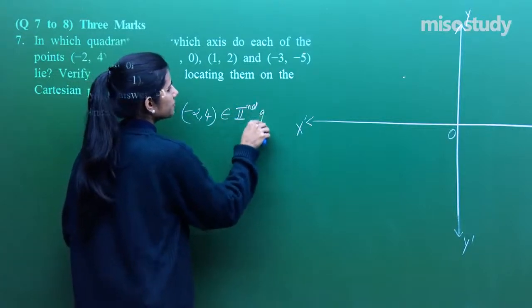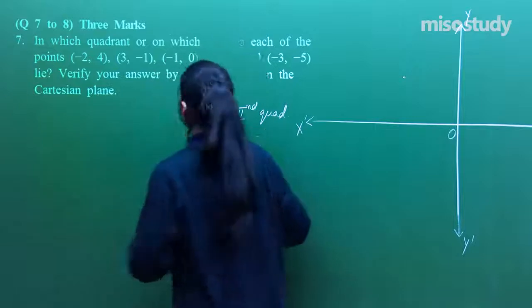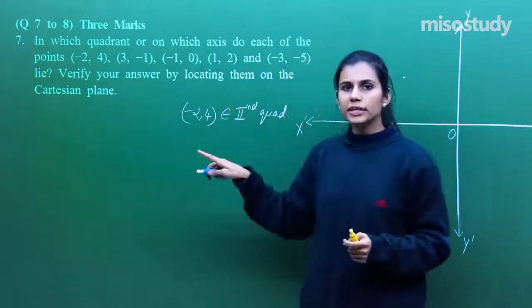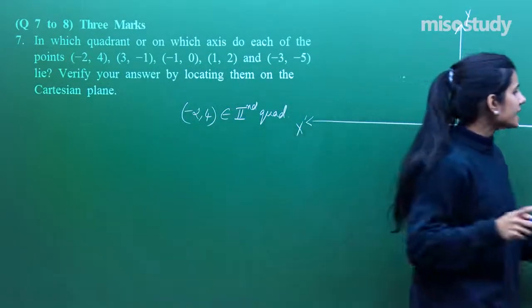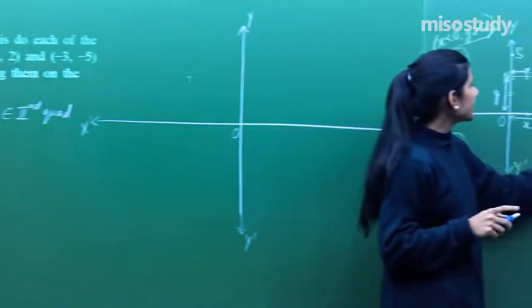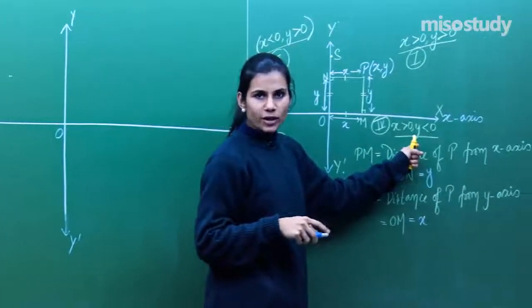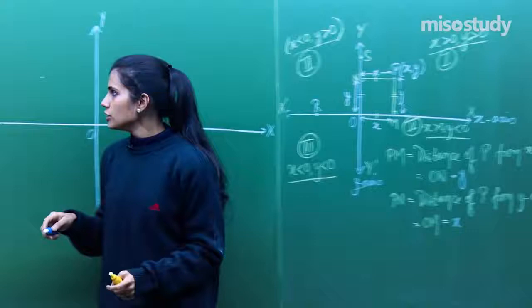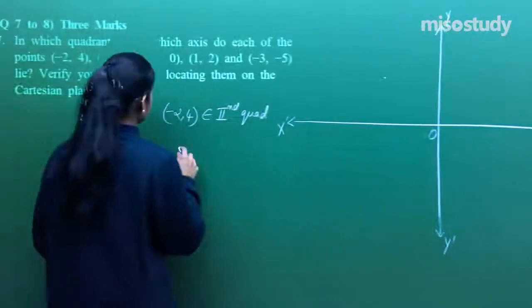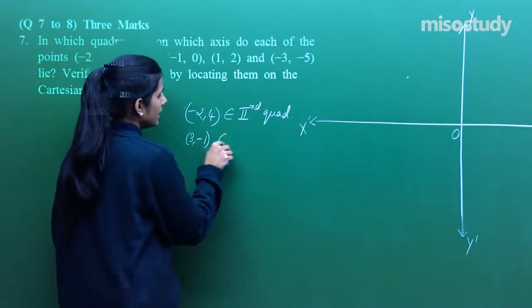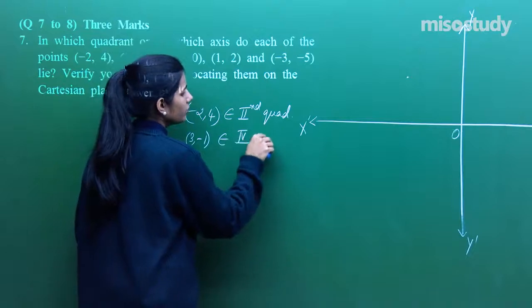So (-2, 4) lies in the second quadrant. Next is (3, -1): x coordinate positive, y coordinate negative. That means the point is lying in the fourth quadrant. So (3, -1) lies in the fourth quadrant.